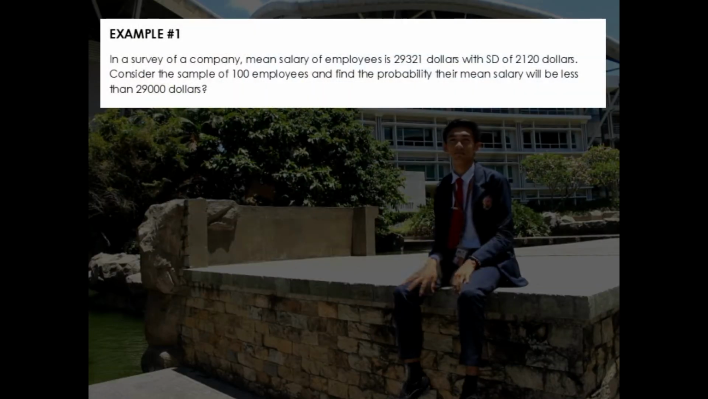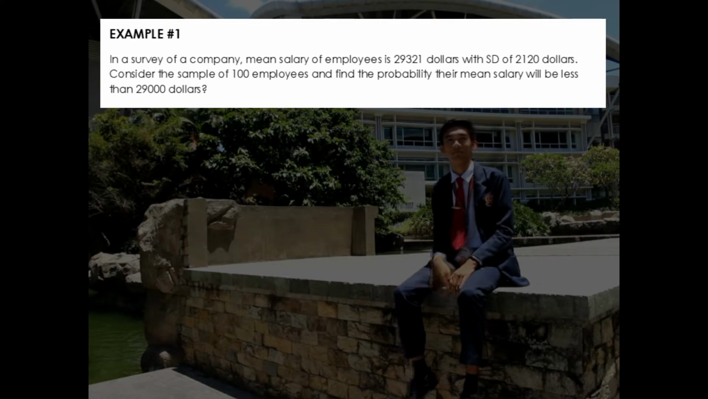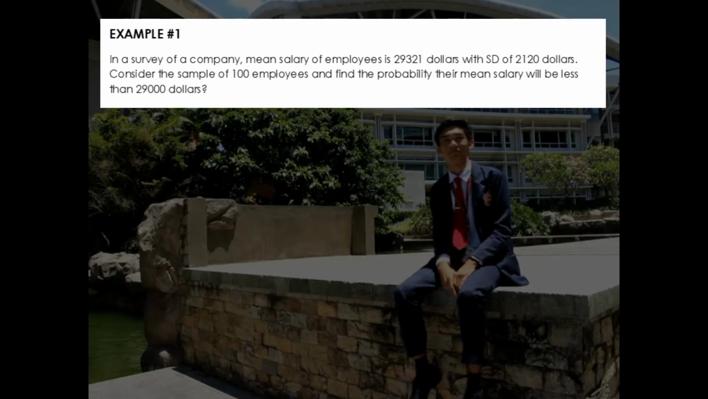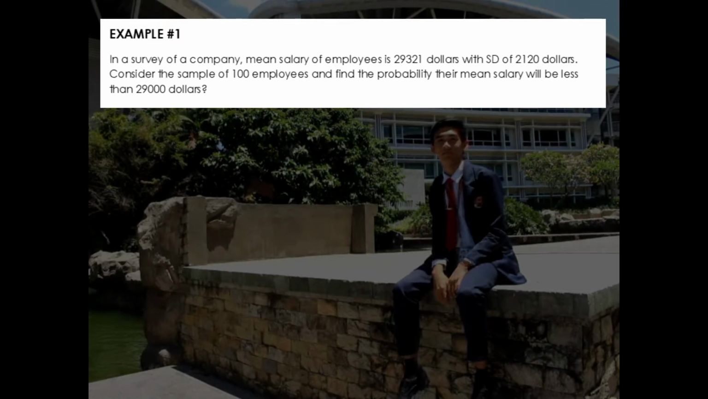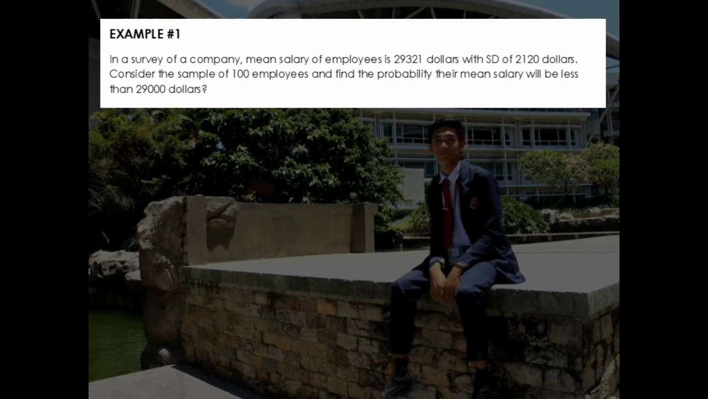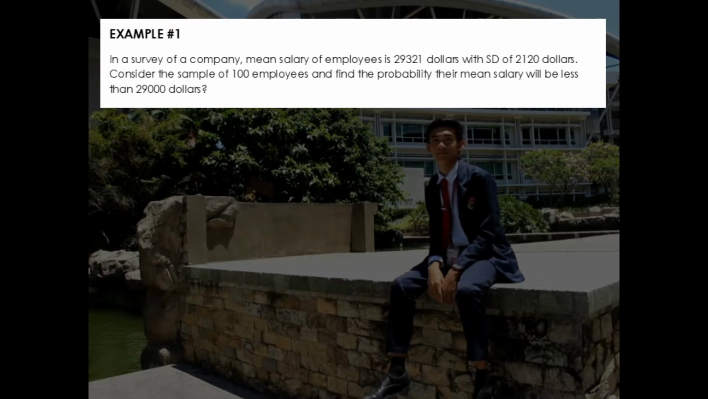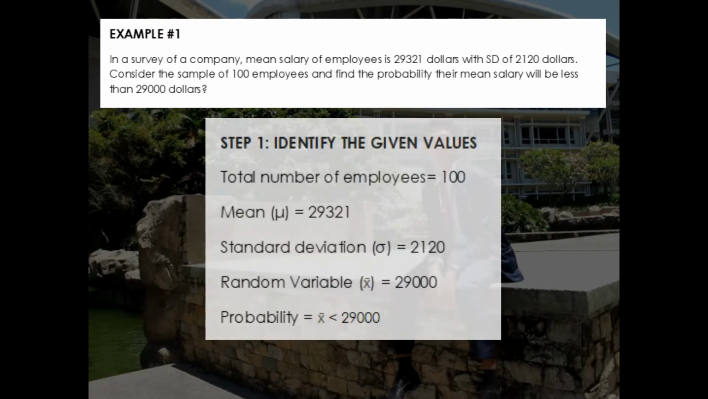Example number 1. In a survey of a company, the mean salary of the employee is $29,321 with standard deviation of $2,120. Consider the 100 employees and find the probability their mean salary will be less than $29,000.